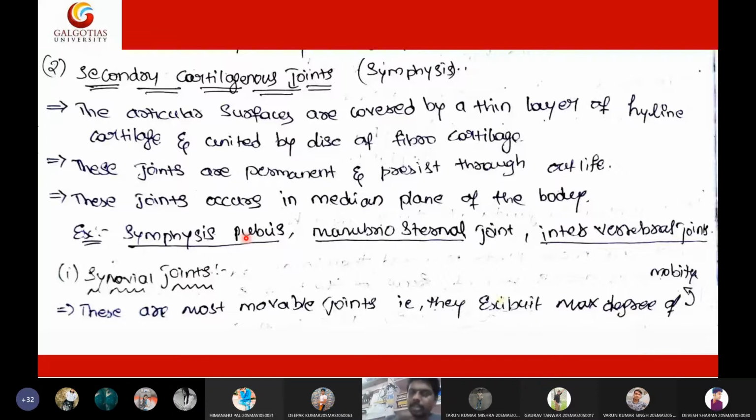So coming to the synovial joints, they are completely movable joints. They are highly or freely movable joints. They will exhibit a wide range of mobility. They can show almost 360-degree rotation movement.